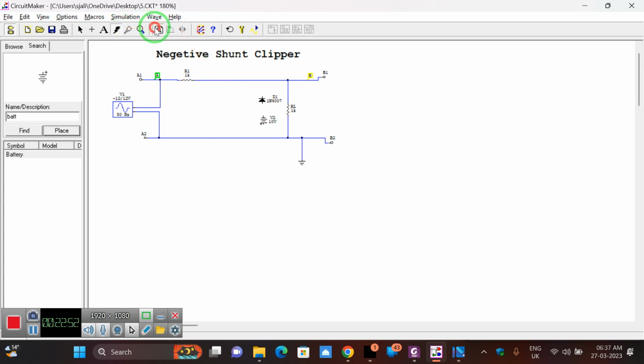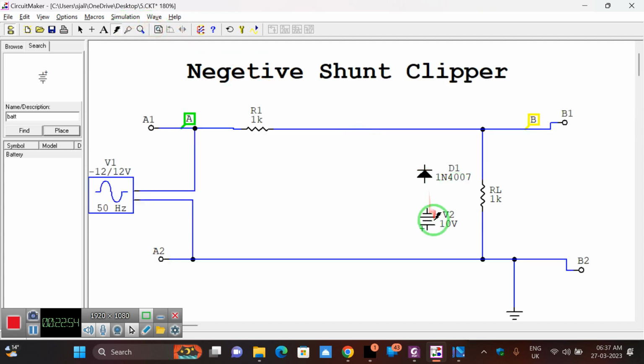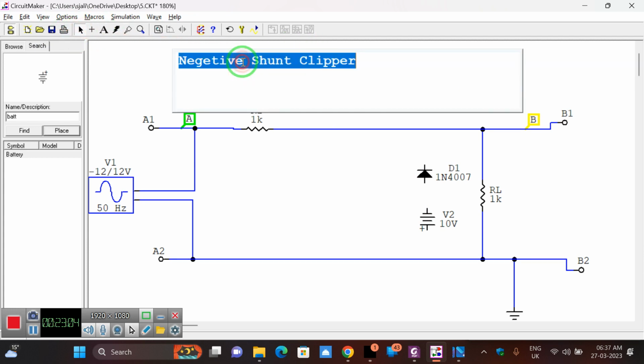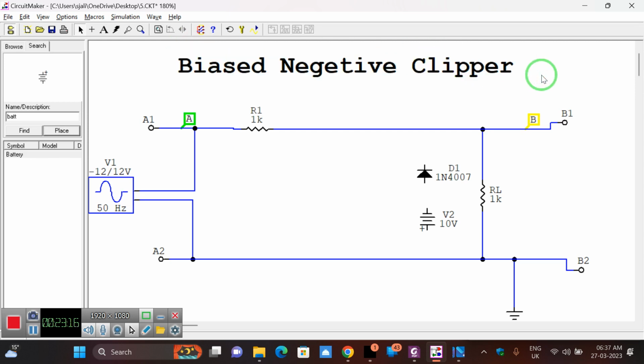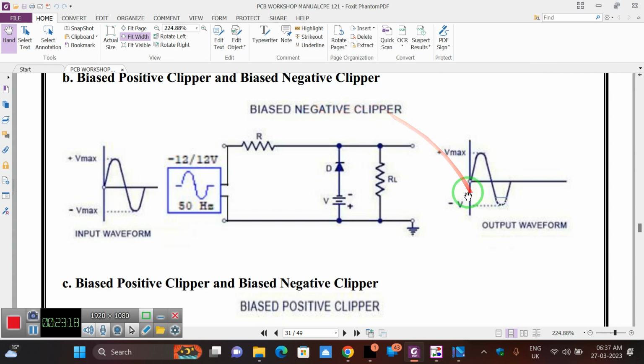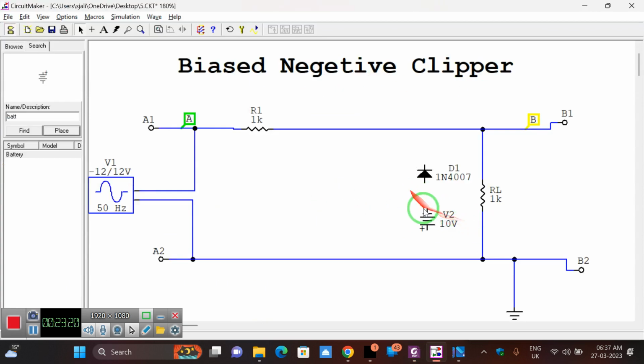So you can have a big size, you can understand easily. So negative, it should be rotated when you are using the positive biased. So now you can have this one, you can add. Now here it is biased shunt, you have to remove. Biased negative clipper. Okay, this is done. Biased negative clipper. Now battery we connected.